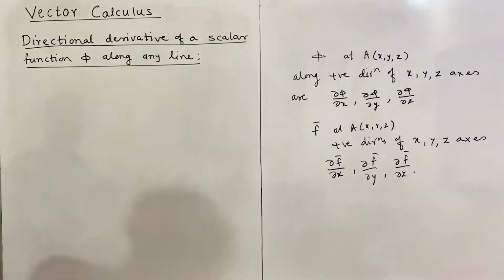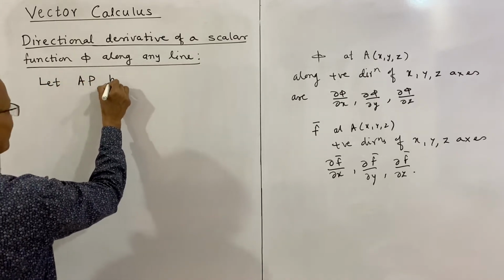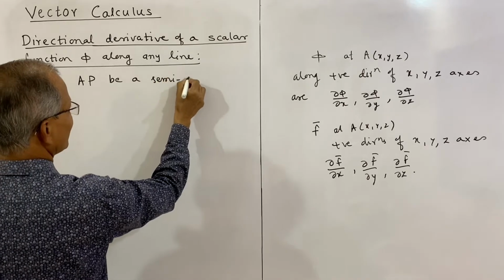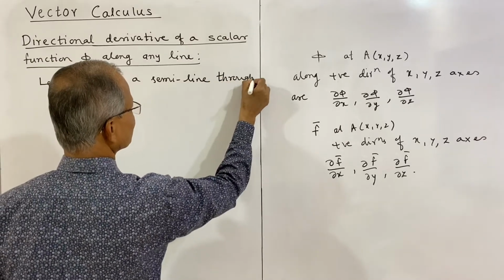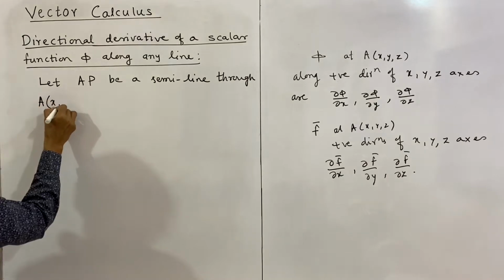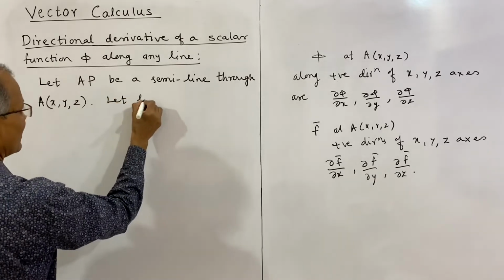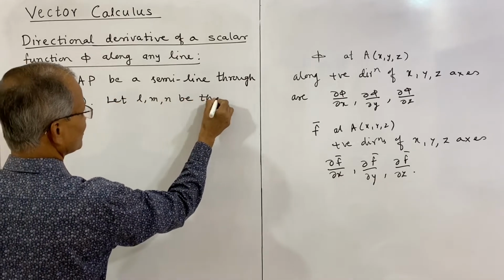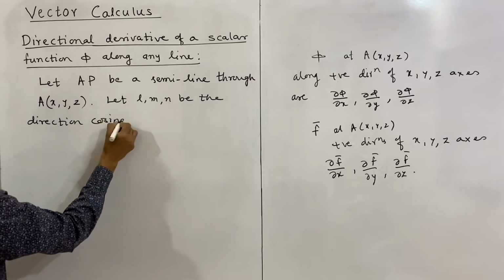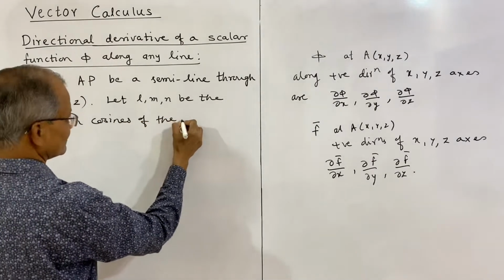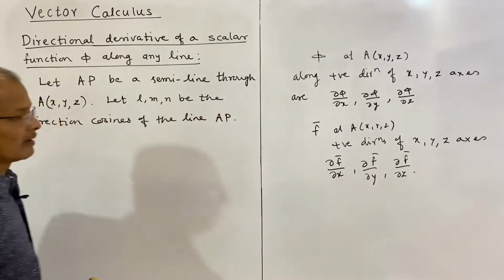So we shall consider the line as AP. Let AP be a semi-line, a one directional line, through A. The point A is x, y, z, and let l, m, n be the direction cosines of the line AP.